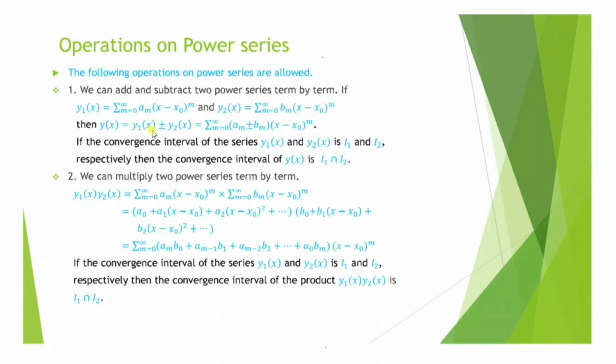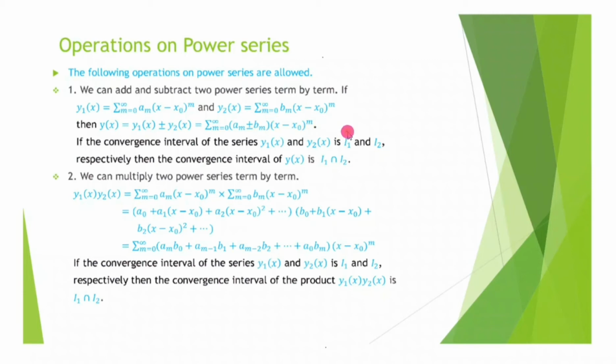y equal to y1 plus or minus y2. This is equal to a0 plus or minus b0 plus a1 plus or minus b1 into x minus x0 plus a2 plus or minus b2 into x minus x0 square and so on. इसको हम लिख सकते हैं समेशन फॉर्म में. This is equal to summation m equal to 0 to infinity am plus or minus bm into x minus x0 to the power m.